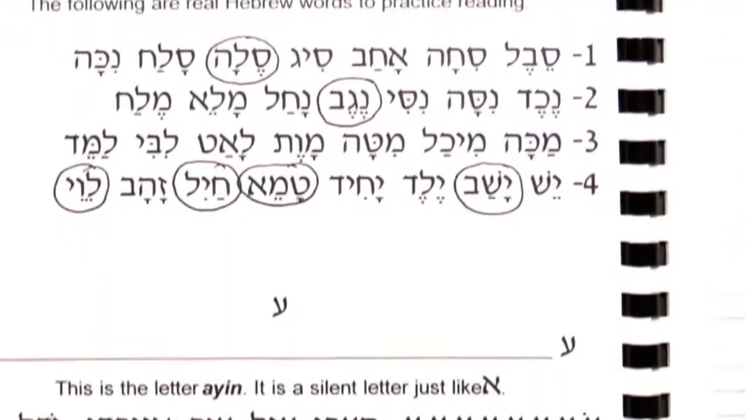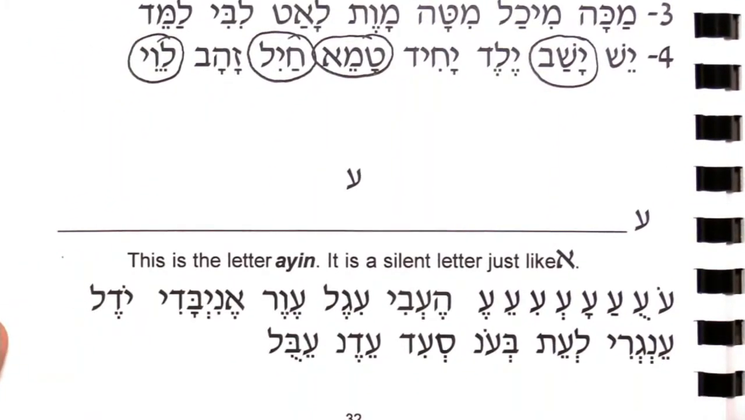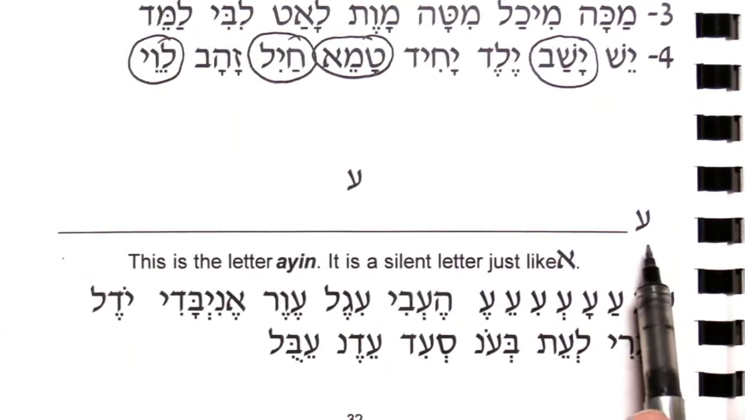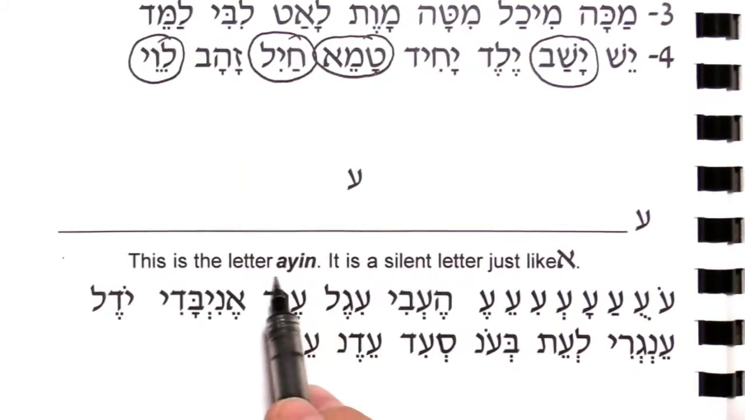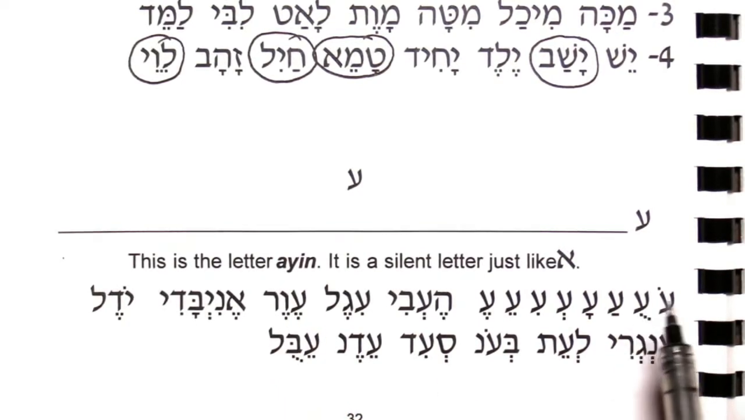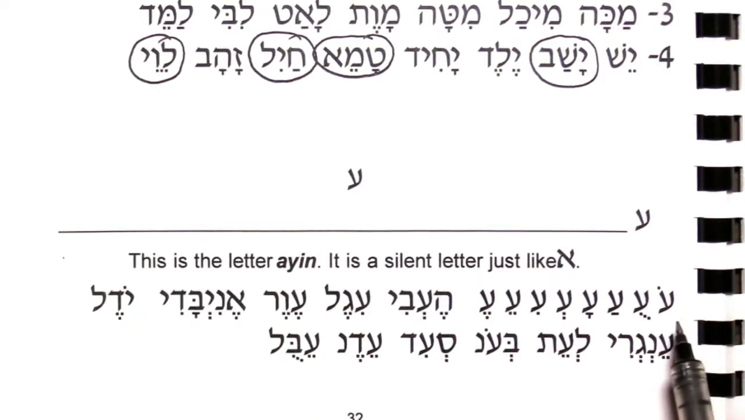So let's move on to our silent letter. Interesting enough, this letter is called ayin, and ayin is the Hebrew word for eye. And maybe that's one of the reasons it's a silent letter, because though eyes can speak, they speak silently. And this means ayin. This means eye. So let's practice it with our vowels. O, U, Ah, Ah. Of course, this is silent.